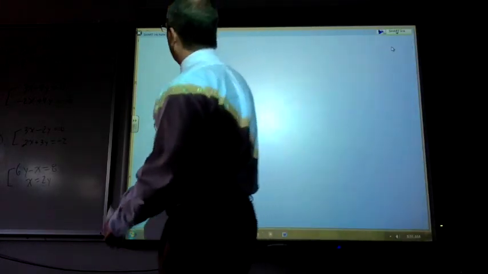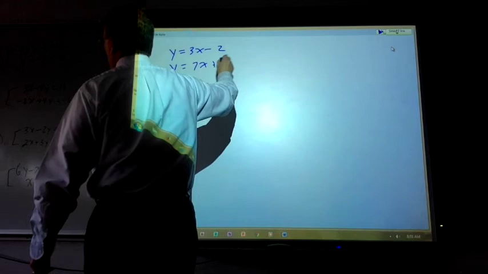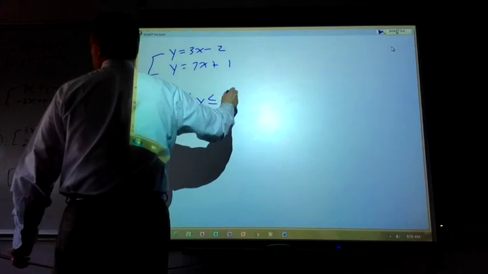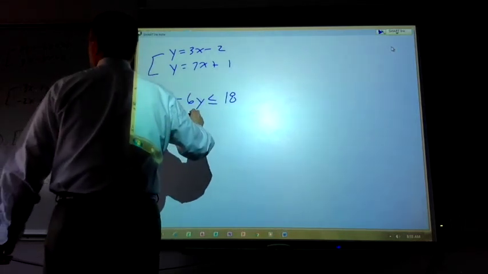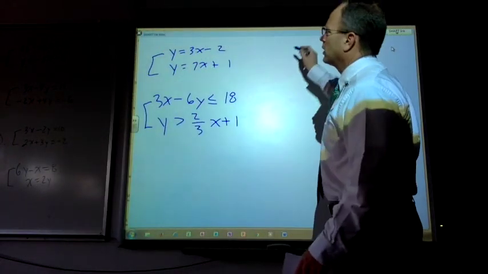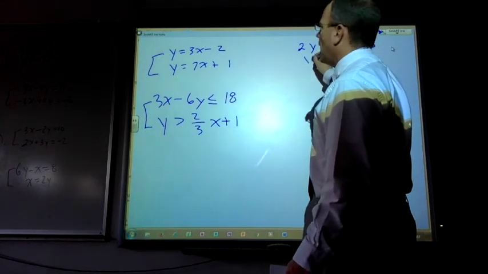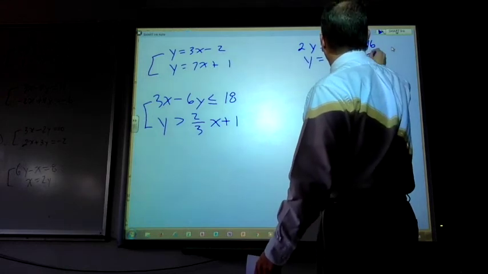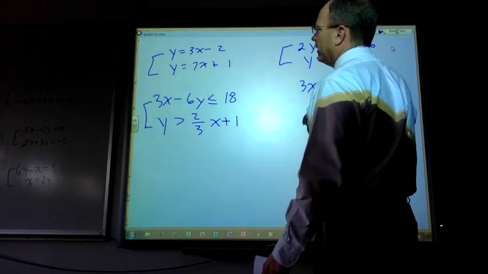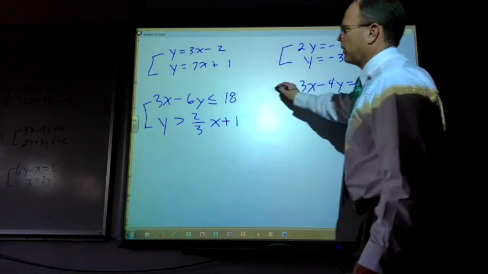Let's have you take a look at these problems. Problems to work on. y equals 3x minus 2, y equals 7x plus 1. That's one problem. 3x minus 6y is less than or equal to 18, y is greater than 2/3 x plus 1. That's another problem. 2y equals negative 6x plus 16, y equals negative 3x plus 8. 3x minus 4y equals 11, negative 2x plus 4y equals negative 6. There's another problem.